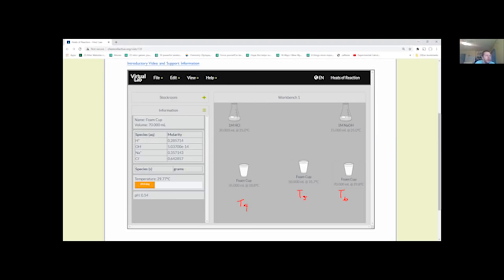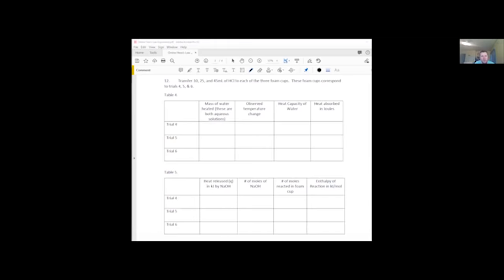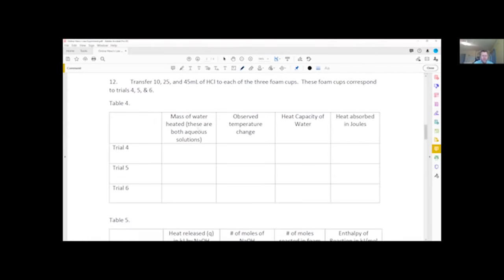Okay, so now I'm going to switch over to my PDF so I can fill in my data table. I'm going to clear all my drawings, despite how good they were, and I am going to go to a new share, PDF. Done. This guy I'm going to move over there, and this one. Okay. Now trials 4, trial 5, trial 6.